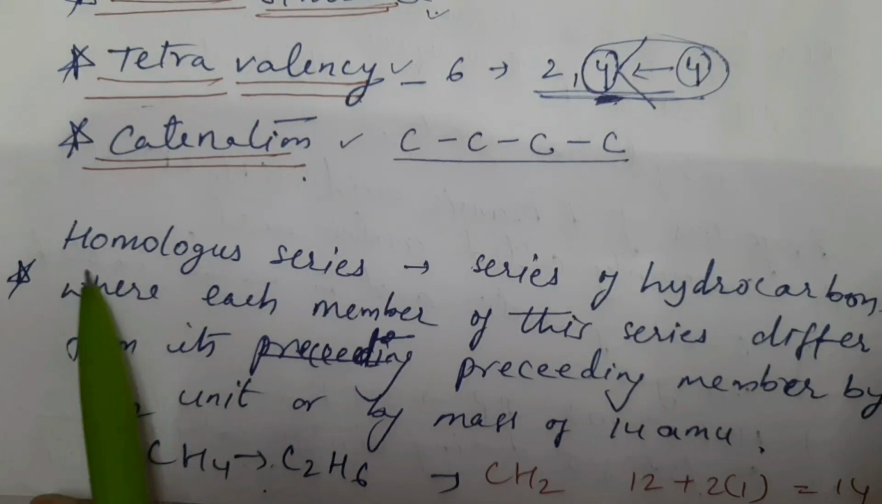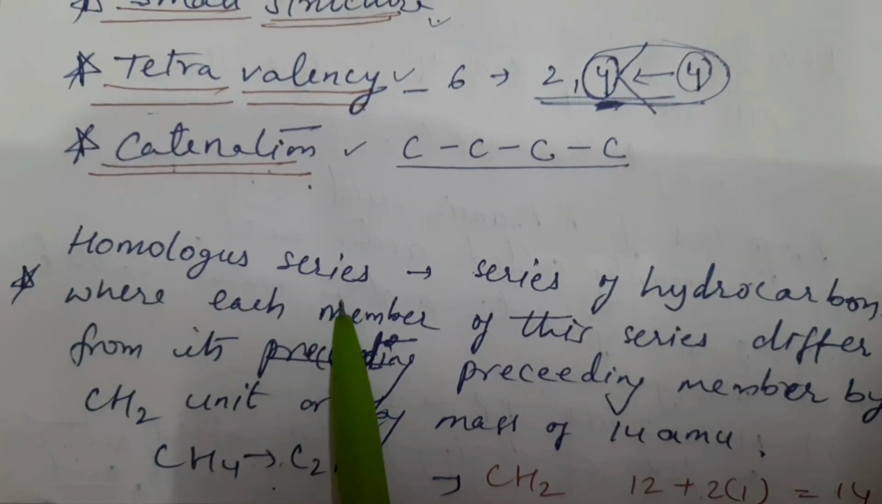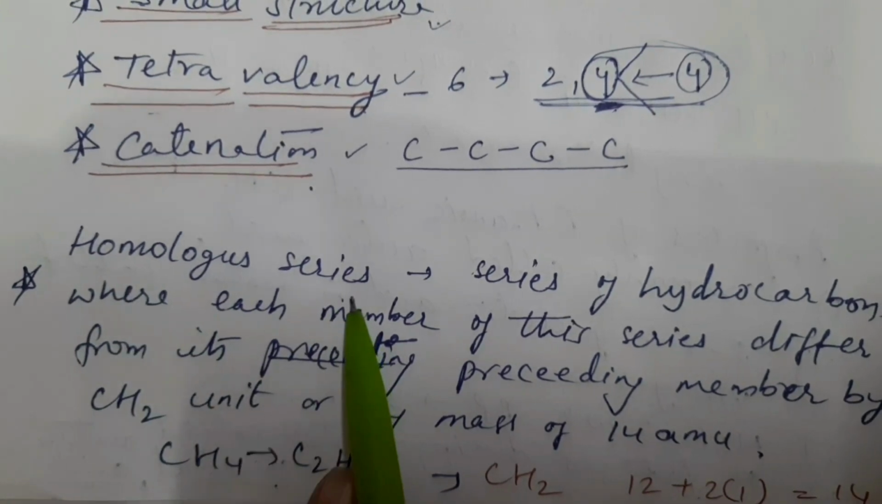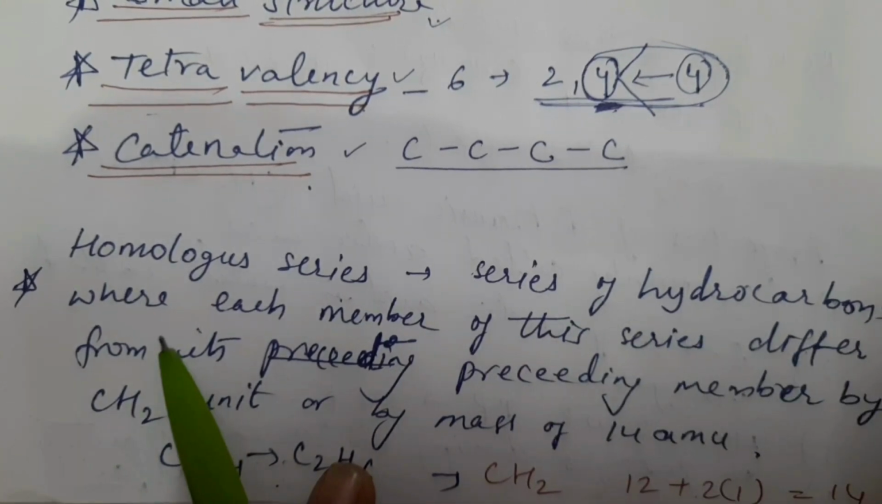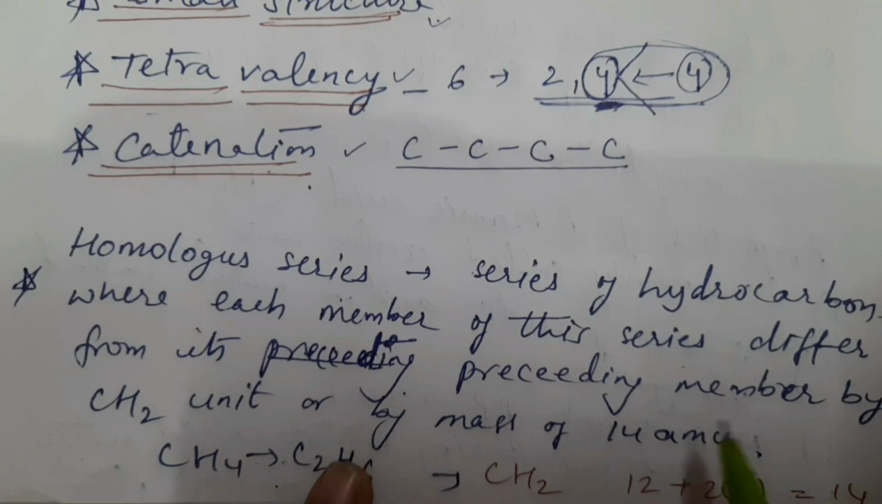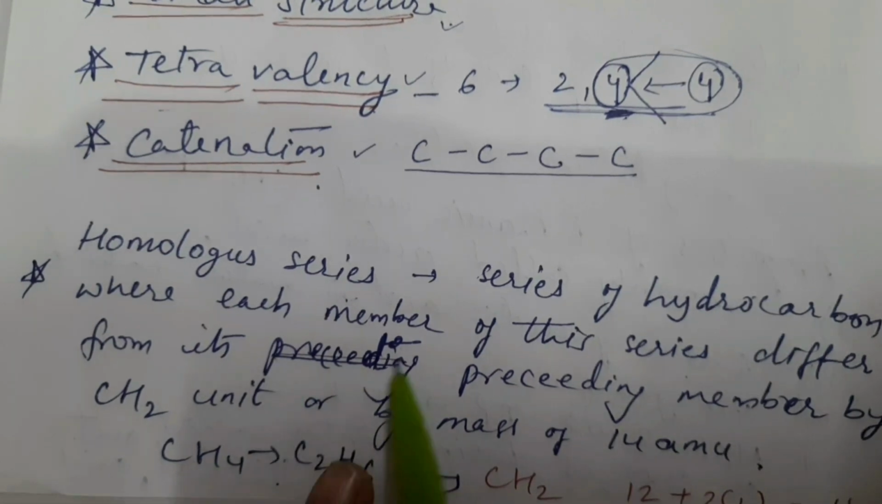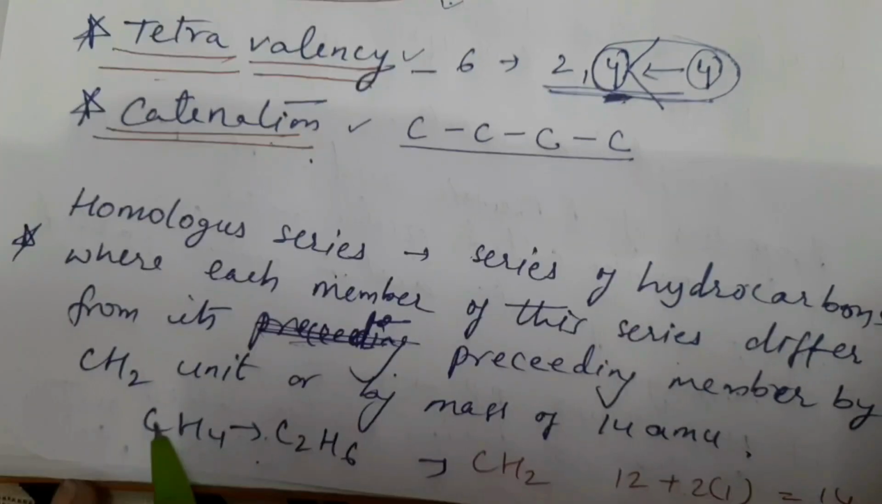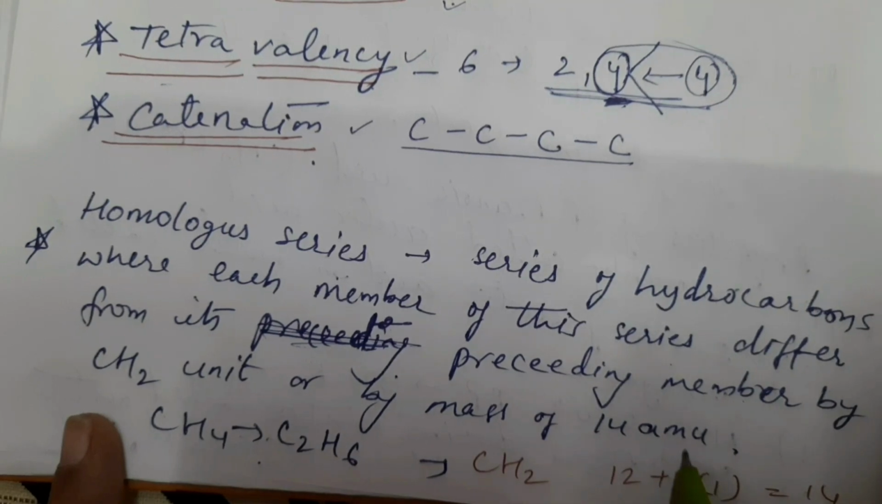The next definition or important topic is homologous series. So what is a homologous series? A series of hydrocarbons where each member of the series differs from its preceding member by a CH2 unit, or by a mass of 14 AMU.